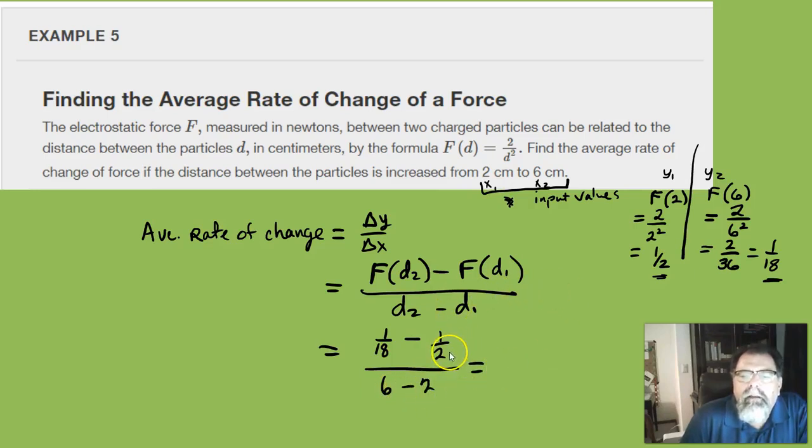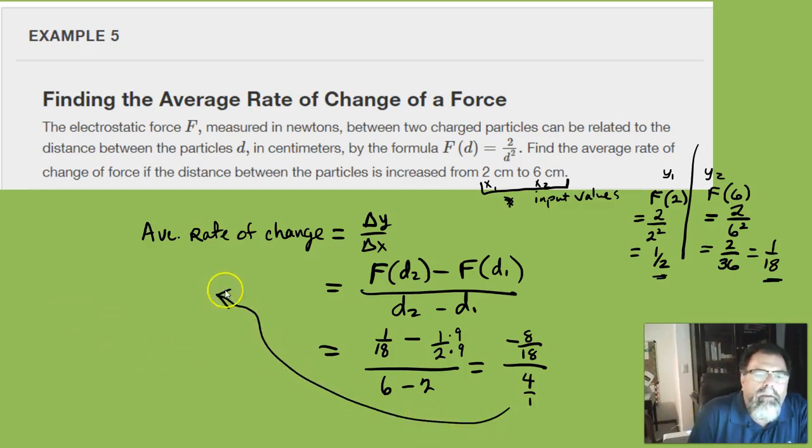Okay, we want to get common denominators. So I have to multiply this by 9 over 9, so that's 9/18. 1 minus 9 is negative 8 over 18, over 6 minus 2 is 4. And I'm going to flip this over. Here, let me write it over here. So I get negative 8 over 18 times, now flip this bottom one over, 1 over 4. And I can reduce this.